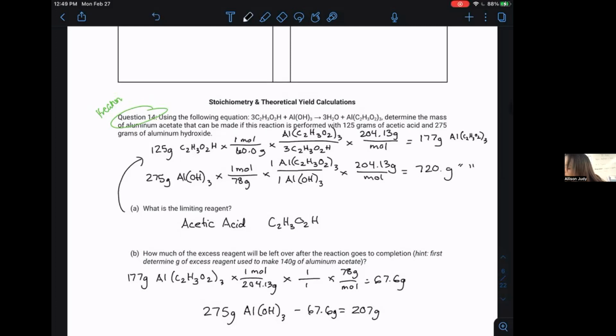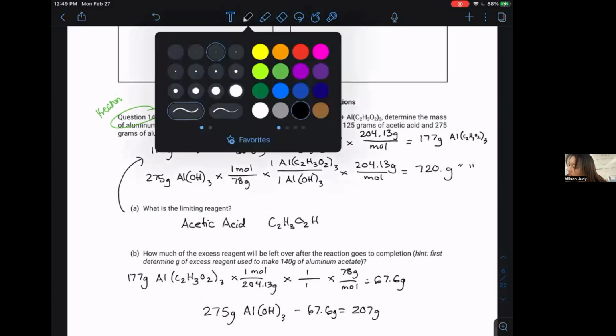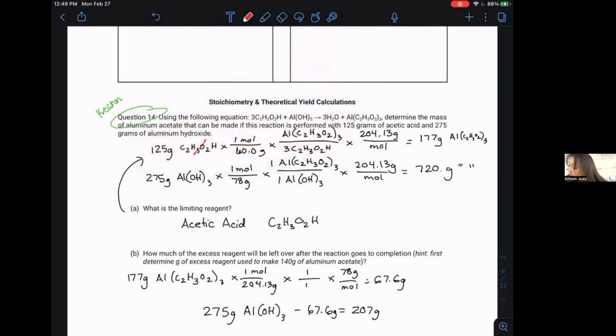The setup is the same though, in terms of canceling out your C2H3O2H. You're converting first to moles, and then once you convert to moles, you can use the molar ratio to relate the two to now be in the next compound, which is aluminum acetate. And what would be the new value? It would be 125 times 204.13 divided by 60 times 3. What did we get for that?